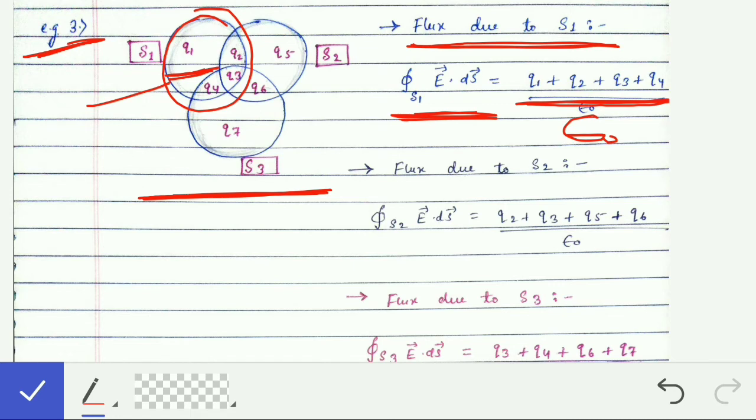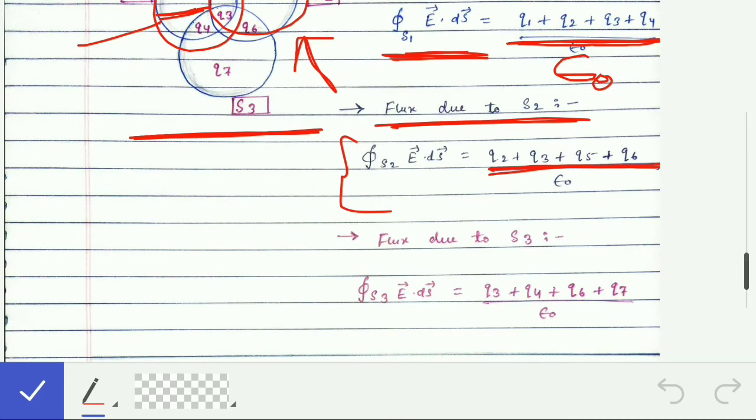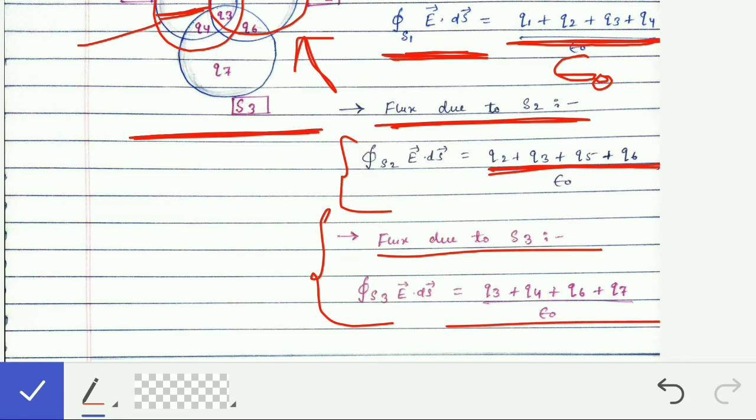And what about the second sphere? The flux due to S2 is nothing but the total charge in the second sphere. So we add all the charges in the second sphere, that is Q2 plus Q3 plus Q5 plus Q6, as you can see from here, and we divide it by epsilon naught to get the total flux of the second sphere. Likewise, we can calculate the flux due to S3, the third sphere. This is equal to the total charge, that is Q3 plus Q4 plus Q6 plus Q7, upon epsilon naught.